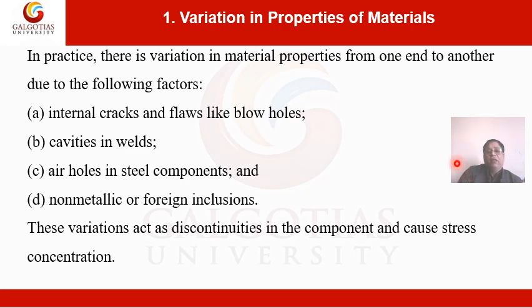So the first cause of stress concentration is the variation in properties of materials from one end to another. Factors like an internal crack produced in the material of the mechanical component increase the stress concentration at the point where the crack is. Then there are cavities in the weld, air holes in steel components, and non-metallic or foreign inclusions. These variations in the material act as a discontinuity in the component, hence causing stress concentration.